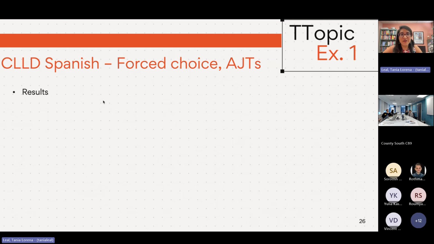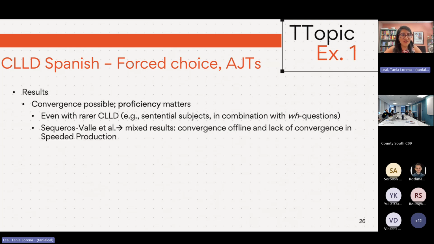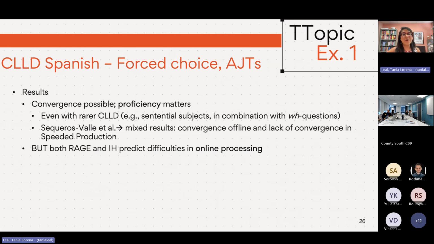So I just wanted to show you the overall results, because the convergence was absolutely possible in all of them, even with the rare CLLD, with sentential subjects in combination with WH questions. We did get some mixed results in the literature with speeded production. There was lack of convergence there. And also, at this point, I should say that RAGE and IH, the interface hypothesis, predict that this difficulty was happening in online processing. So even though we show convergence overall across all these studies, it wasn't enough to say, well, the IH or RAGE are wrong, right?